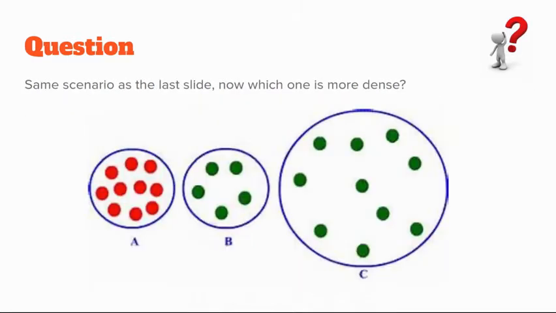Now the same scenario: the dots are people and the circles are our rooms. Which one is more dense? Is it A, B, or C? Hopefully you picked A, because A has the same number of people as room C, but the difference is it's a much smaller space, so it is more dense.